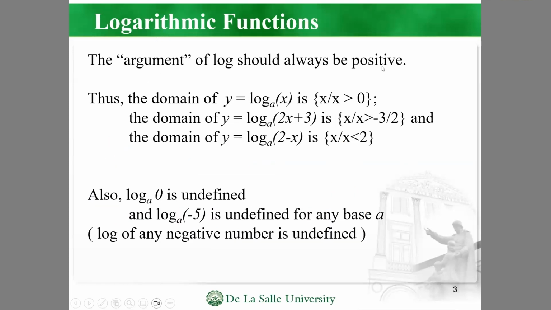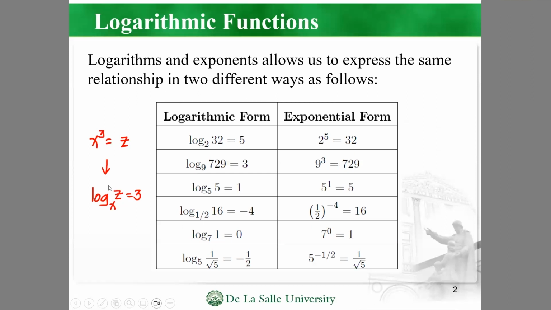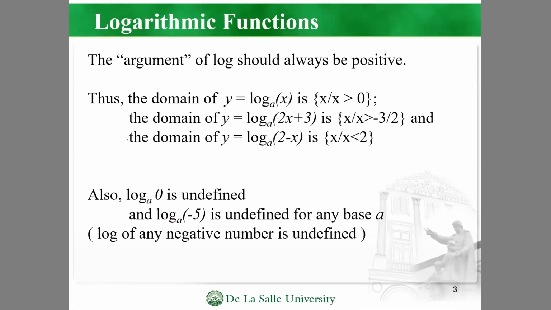So the argument of log should always be positive. What's the argument? The letter z. It can never be negative. The domain is 0. So I'll teach you a better way to write the domain. You have to remember this. Logarithm of 0, any base is undefined. Because whatever makes the, like this one, 0, x equals 0, that is what you call the vertical asymptote. Here, what makes x 0? Negative 3 halves. Therefore, negative 3 halves is your vertical asymptote here. X is 2. So 2 is your vertical asymptote.